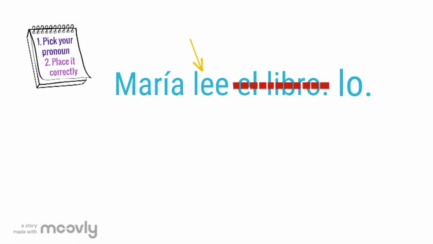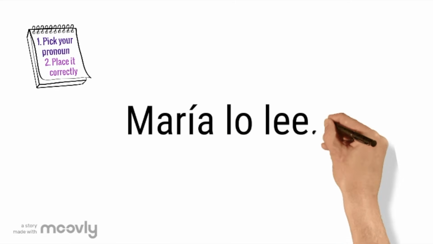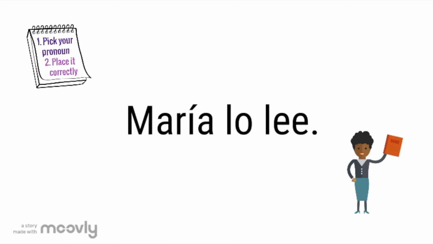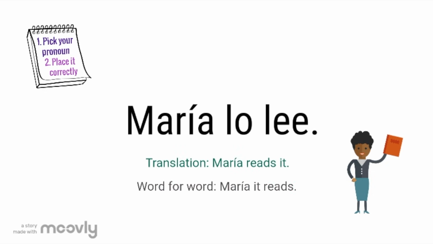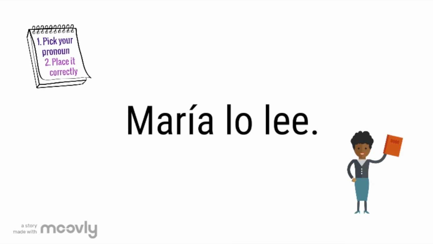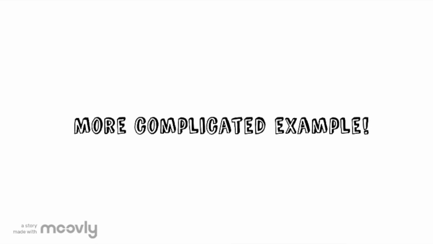Lee is a conjugated verb, and there is no infinitive or present participle or command, so according to our rule, when it comes to conjugated verbs, the direct object pronoun goes before it. So let's move it. Maria lo lee. This sentence now translates to Maria reads it, with it referring to something singular and masculine, like book. So let's do another one, this time with more moving parts. George wants to buy the plants.